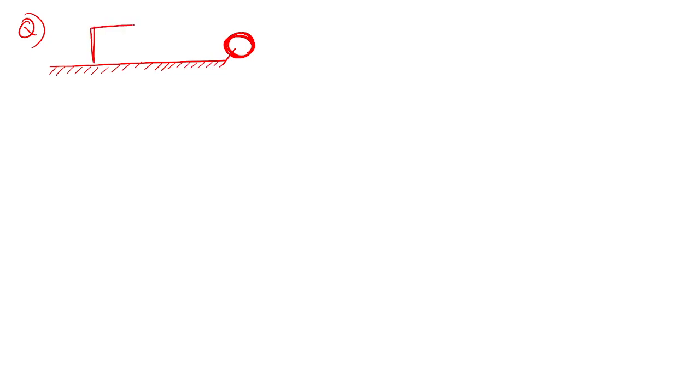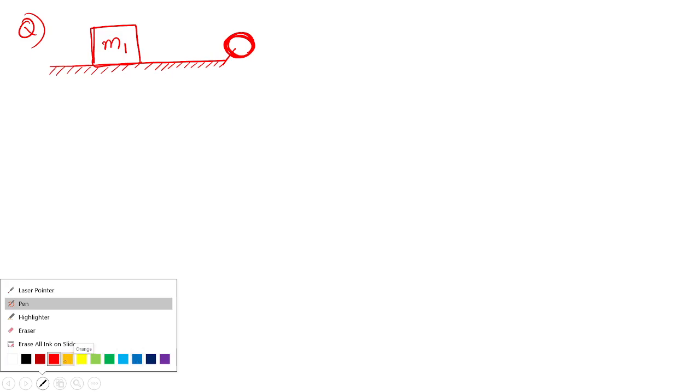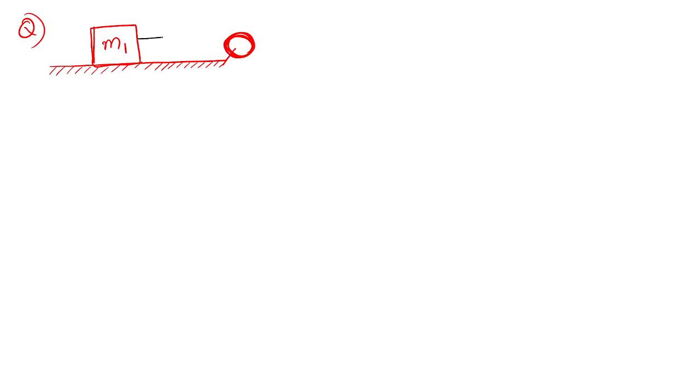There is a mass M1 placed on the smooth surface. And there is a rope connected and passing over the pulley, and the other end connected to another body, mass M2. M1 is 10 kg. M2 is 20 kg.